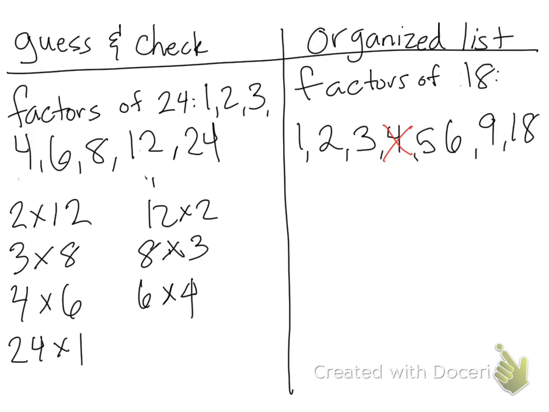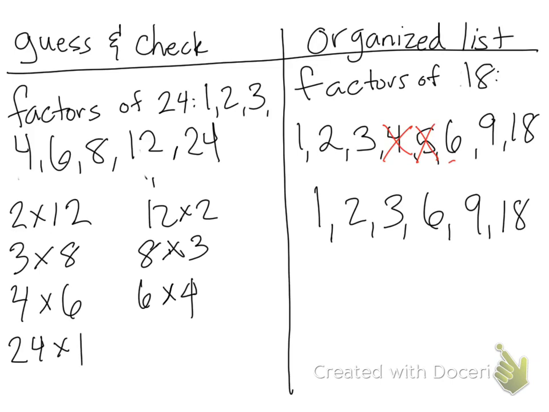So then we're going to try 5. What number times 5 equals 18? There's no whole number, so 5 is not a factor, so we can cross that one off. Okay. We already know that 6 is a factor, so I don't need to keep going. So the factors of 18 are 1, 2, 3, 6, 9, and 18. Most people think that this is a quicker and easier method for finding factors than the guess and check method.